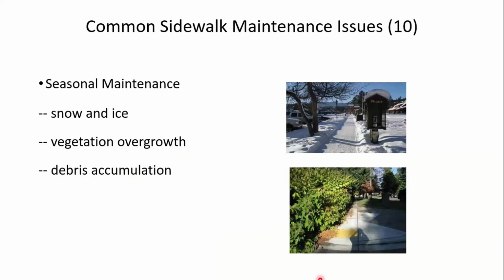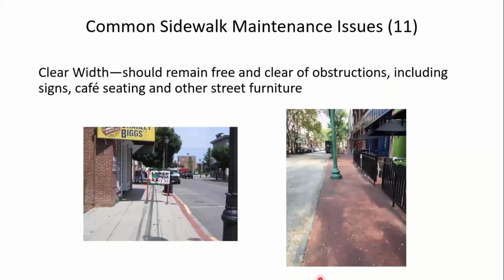Then there's seasonal maintenance. I mentioned earlier, in some parts of the country, snow and ice issues, vegetation overgrowth, debris accumulation, these sorts of things fall maybe into the routine or periodic maintenance category. And then things like clear width, especially in built-up areas, maybe in business districts. The walkway needs to remain free and clear of obstructions. PROWAG requires 4 feet minimum. Some of you are aware it requires 5 feet.